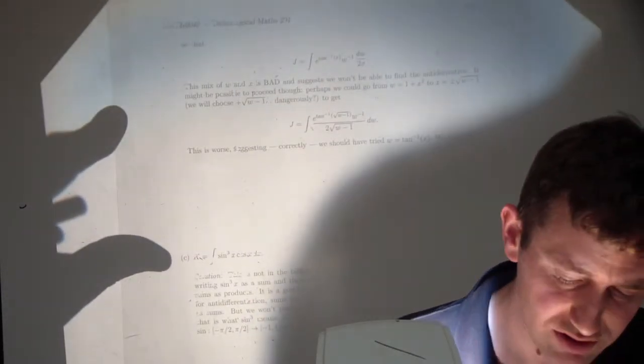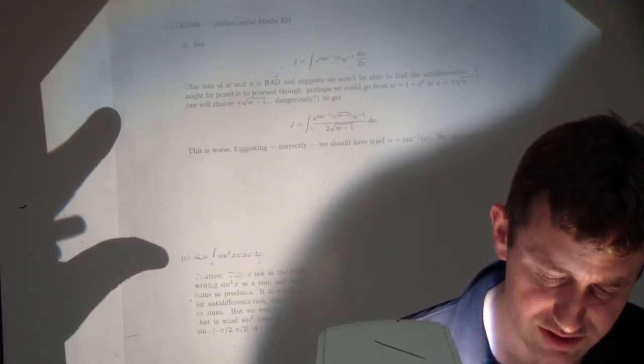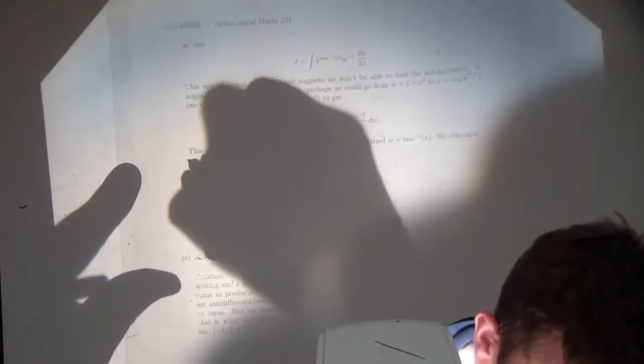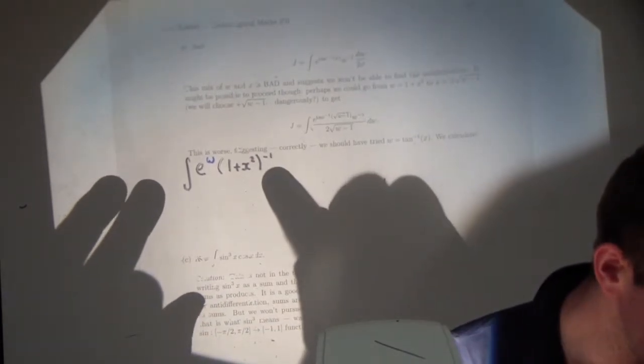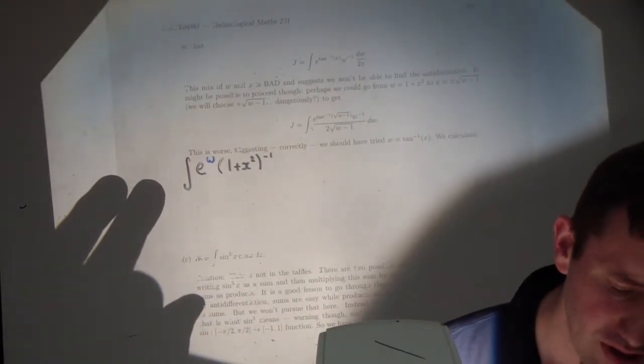X's and w's, it hasn't worked. So we'll try w is inverse tan of x. So we'll rewrite. We had e to the inverse tan of x. Inverse tan of x is w, so that's our e to the w. We also had the 1 plus x squared to the minus 1. Now if you didn't do that minus 1 manipulation, it still works. And we had dx.